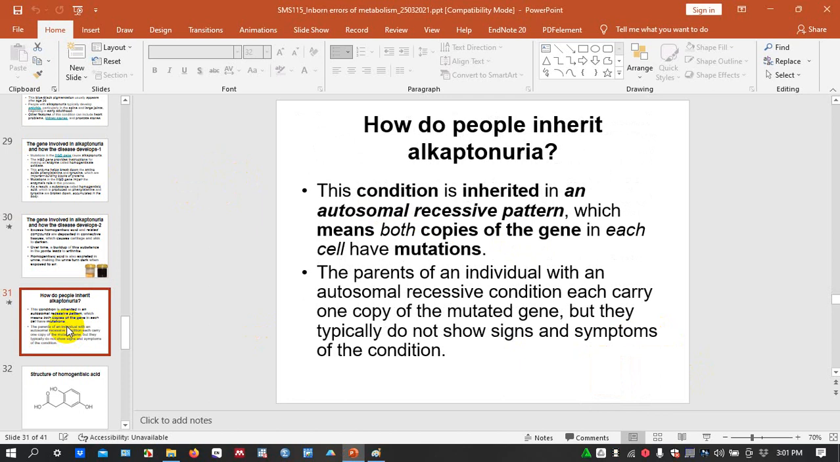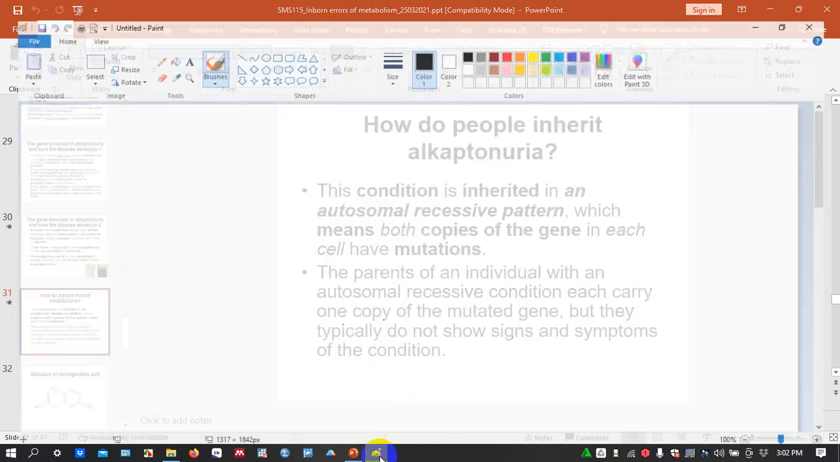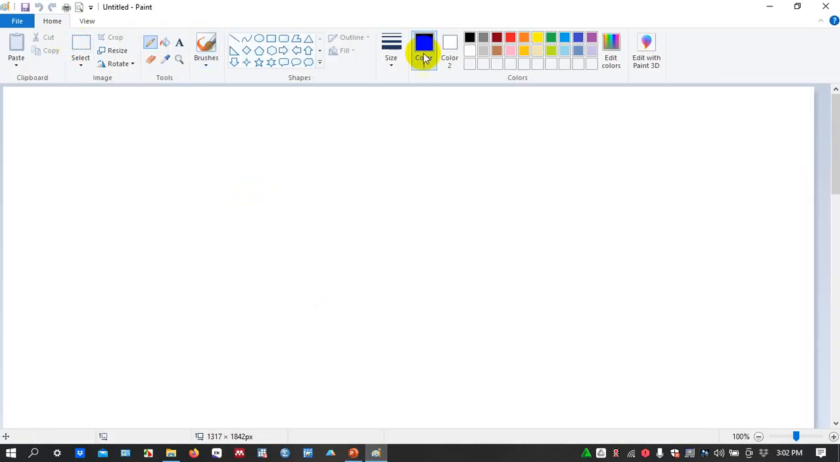This condition is inherited in an autosomal recessive pattern, which means both copies of the gene in each cell have mutations. The parents of an individual with an autosomal recessive condition each carry one copy of the mutated gene, but they typically do not show signs and symptoms of the condition, so they are carriers.